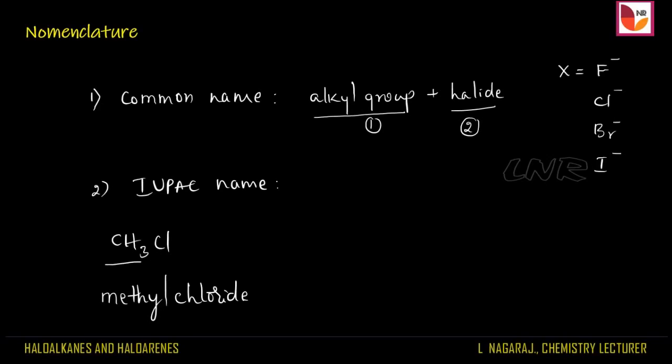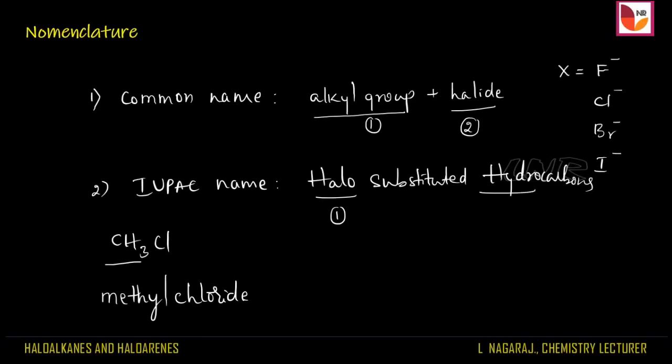In the IUPAC system, alkyl halides are named as halo-substituted hydrocarbons. That is, first write the name of the halogen, then write the name of the hydrocarbon.